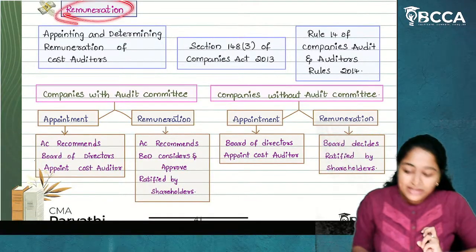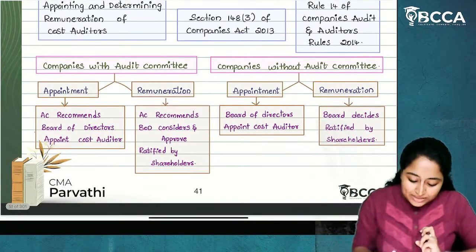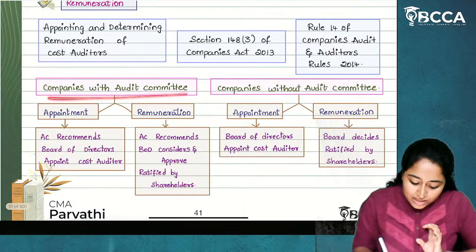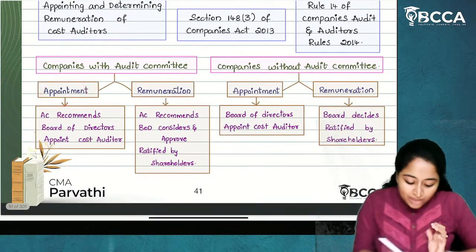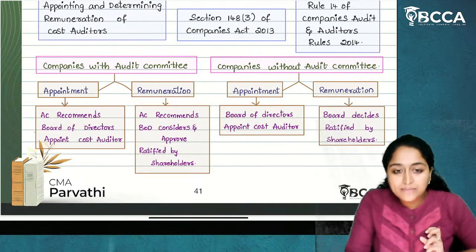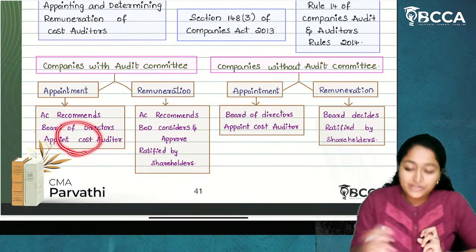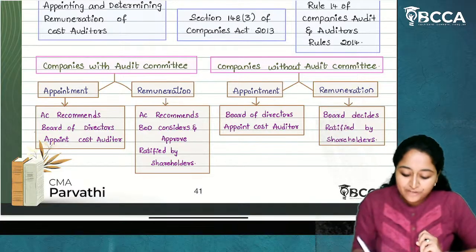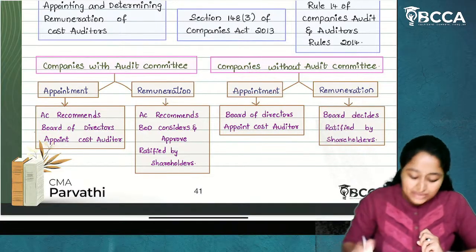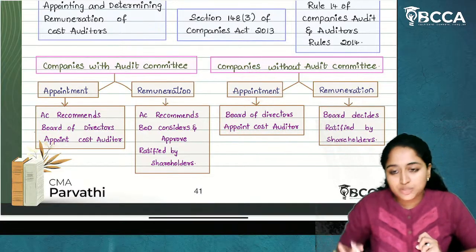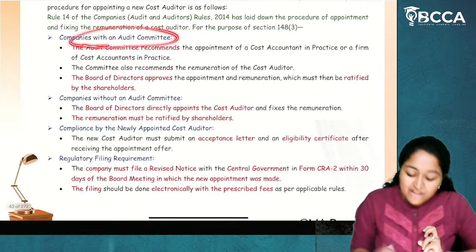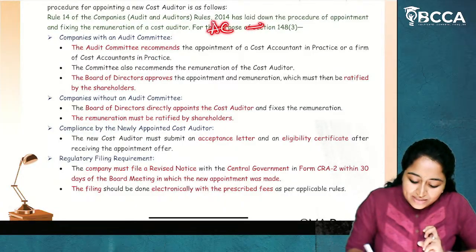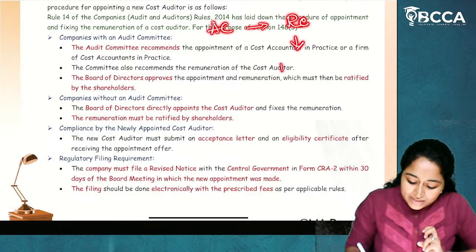See here in remuneration, one point for appointment is that if the company has an audit committee, then how will appointment be done? The audit committee will recommend about the cost auditor appointment and the board of directors will appoint a cost auditor. If no audit committee is there, the appointment will be done directly by the board of directors of the company. So you have to write that point also. If the company has an audit committee, it will give the recommendation and the board of directors will appoint.